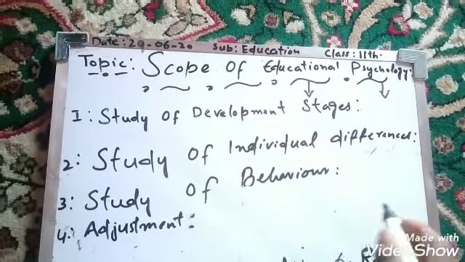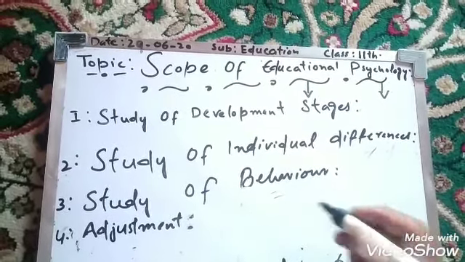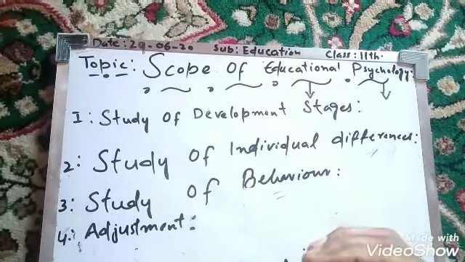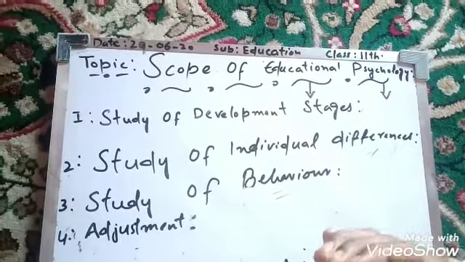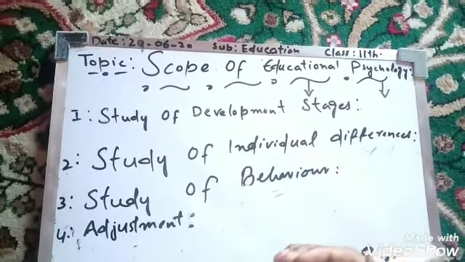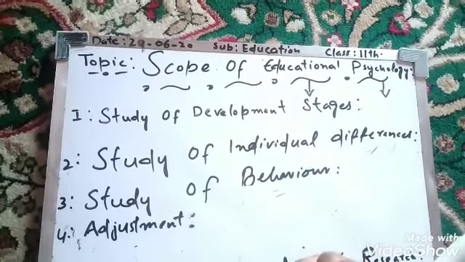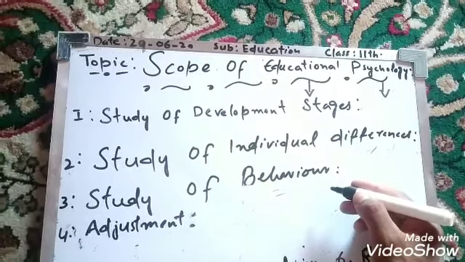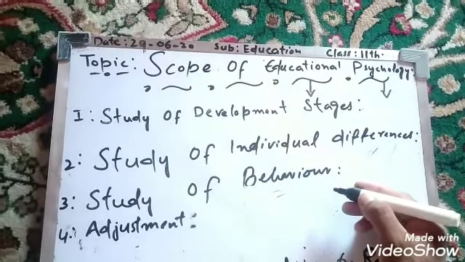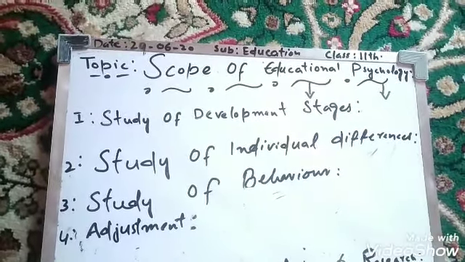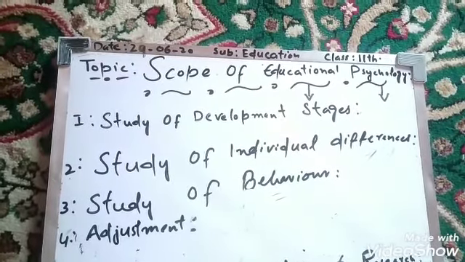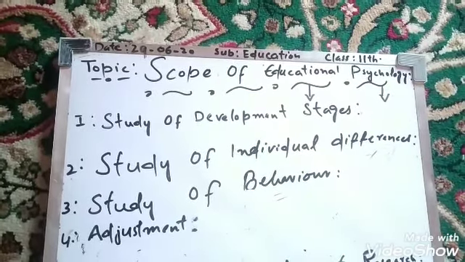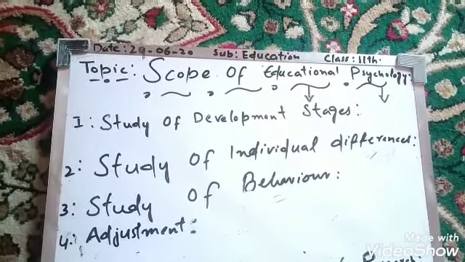Next one is the study of behavior. As psychology is the study of behavior, psychology tells the teacher to study the whole behavior of the student before going to teach him something. So the social, mental, emotional and physical behavior of the child in different situations of learning can be studied with the help of knowledge of educational psychology.